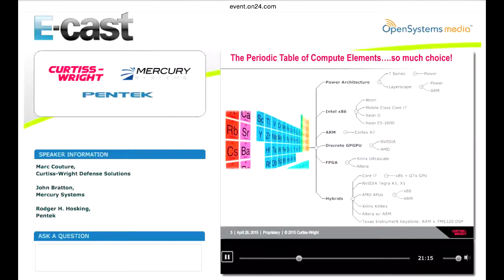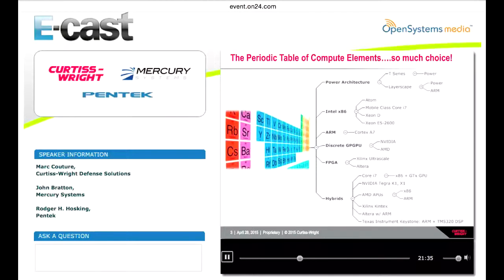The Core i7 itself in your laptop has both x86 cores and an ever-expanding GPU, which you not only can render graphics, you can actually accelerate math. And there's some great software paradigms coming out, such as OpenCL, that enable that.